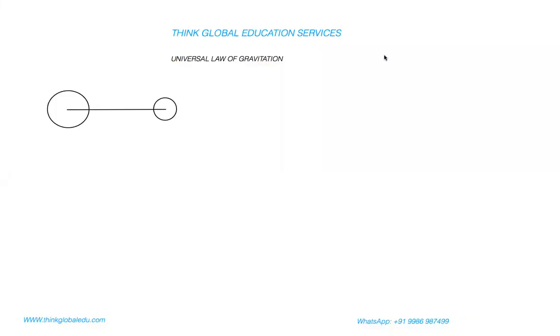Today's topic is the Universal Law of Gravitation. It is also called Newton's Law of Gravitation. Let us take two objects with masses m1 and m2, and the distance of separation from the center of mass m1 to the center of mass m2 is r.